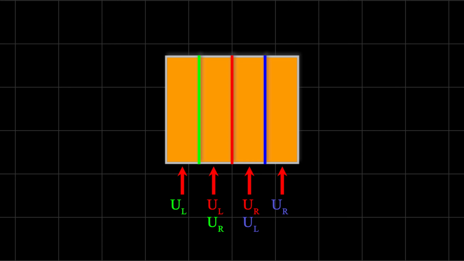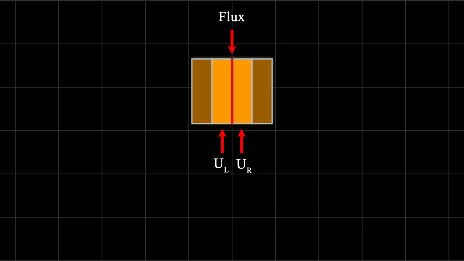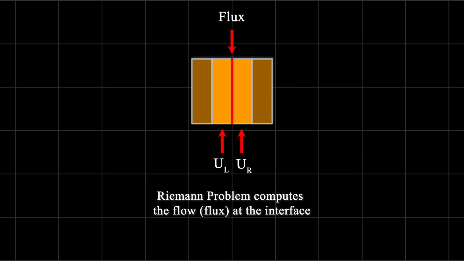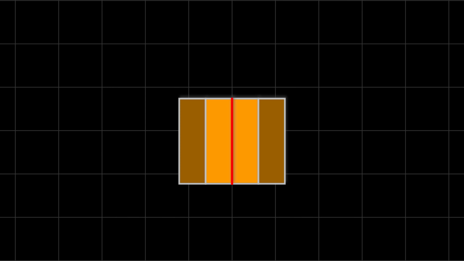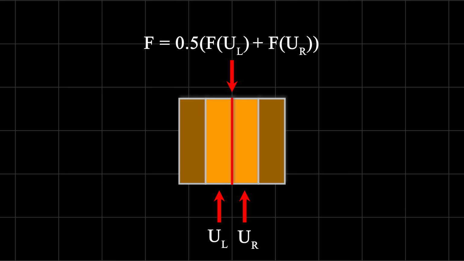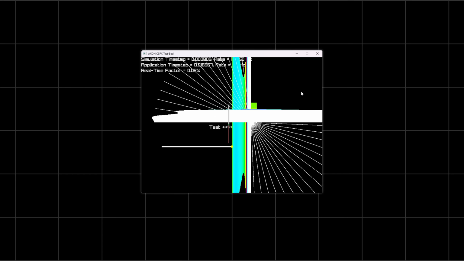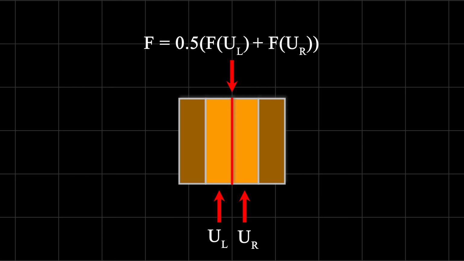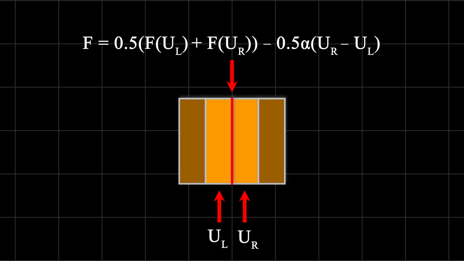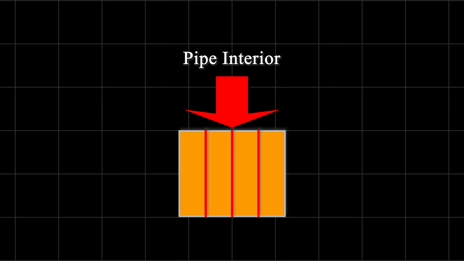But even with all that, we haven't figured out how gas actually moves between cells, and that is exactly what's called a Riemann problem. Basically, given the left and right states, what's the flow between them? So I tried the simplest solution, just averaging the 2 reconstructed states. Oh yeah, I forgot. Nobody uses this because it always blows up. So I implemented Rusanov dissipation. With that, the pipe interior is basically finished.